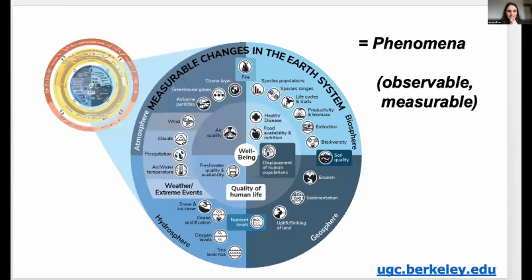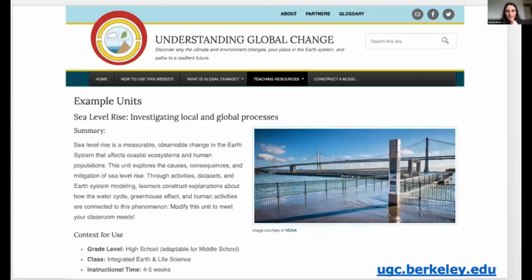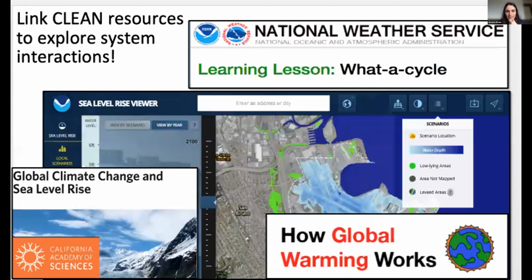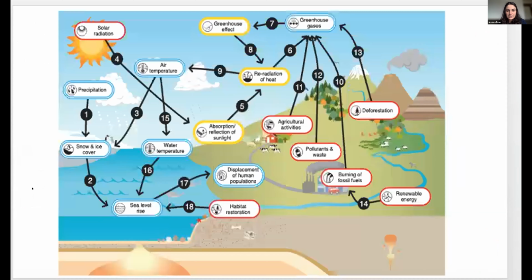own purposes. So there is a current sea level rise unit available on our website to download. And what we did was combine a lot of existing resources from the CLEAN website into a sea level rise unit. And we also provide example models that this is the model about sea level rise that students should be able to construct by the end of the unit.